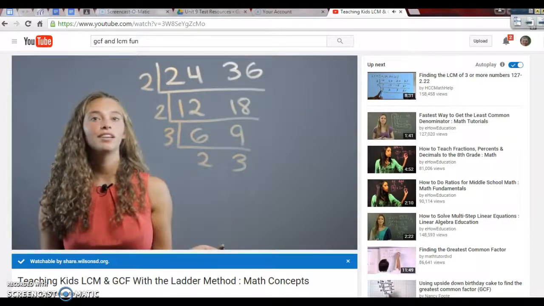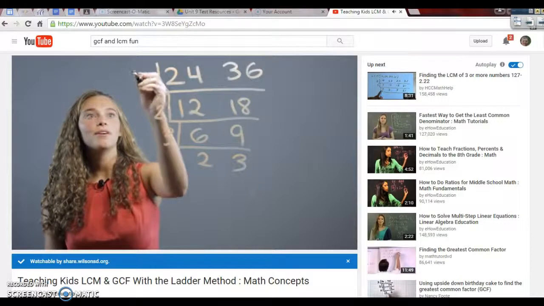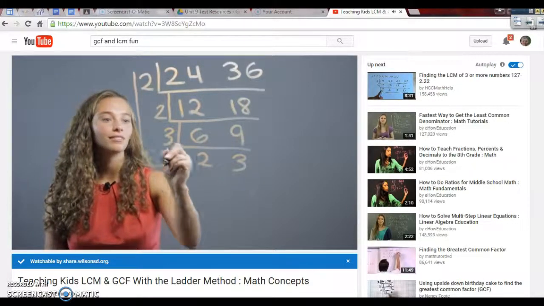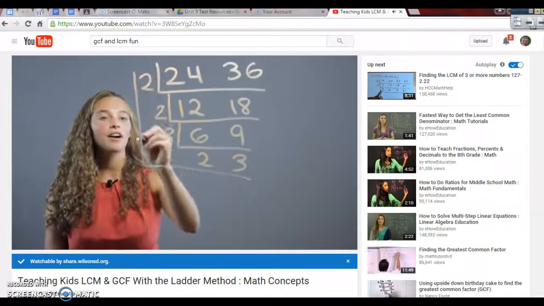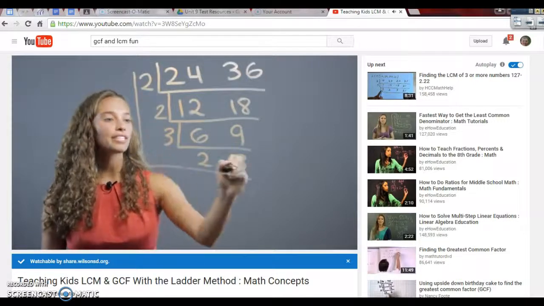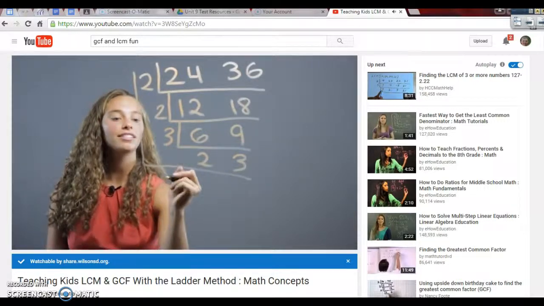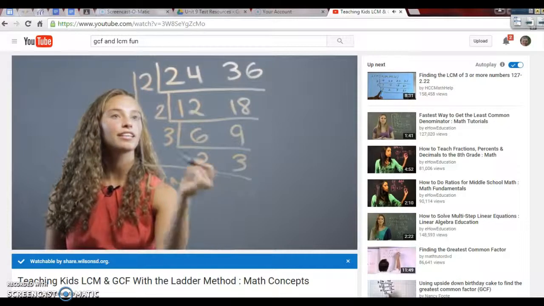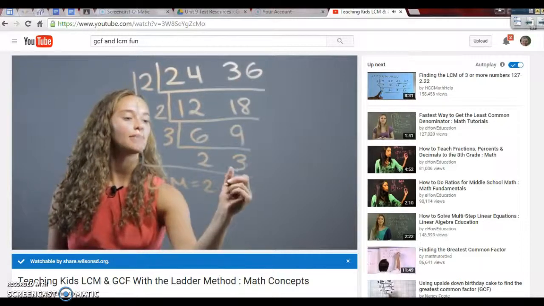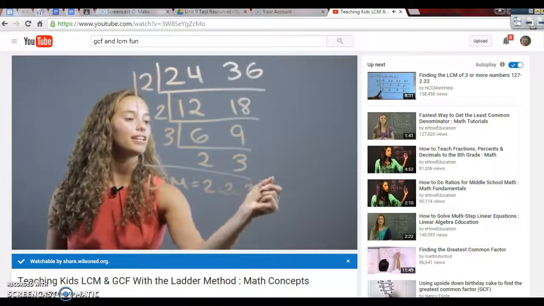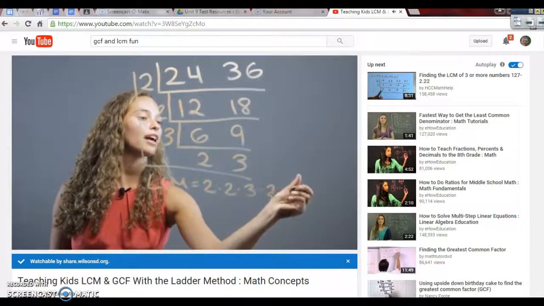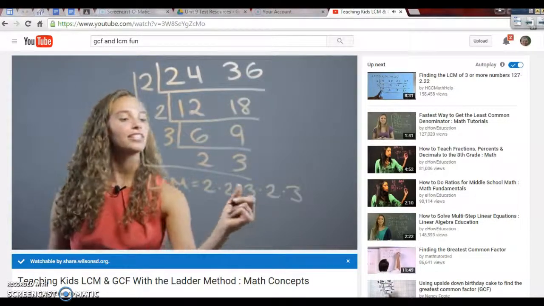We're at the end. To find the LCM, we make an L. And we multiply all those numbers together on the L. So LCM is going to be 2 times 2 times 3 times 2 times 3, which altogether is 72.